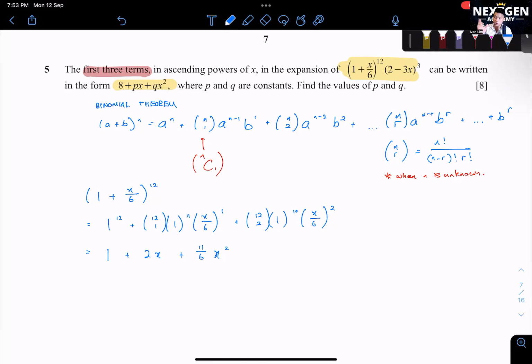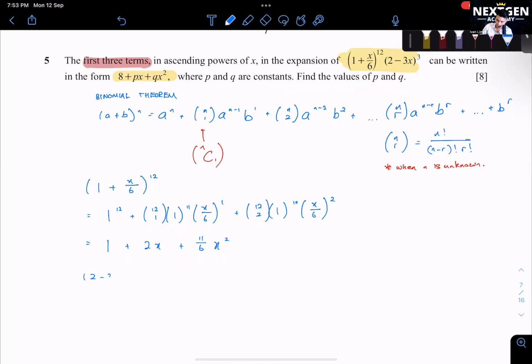Okay, this one is a more straightforward one. I would think that this one is a more straightforward type of question. The one that is hard is normally the one with the unknown n. Okay, so there are two different types of questions that they can ask you for this binomial expansion. So we expand the next one also, 2 minus 3x to the power of 3.